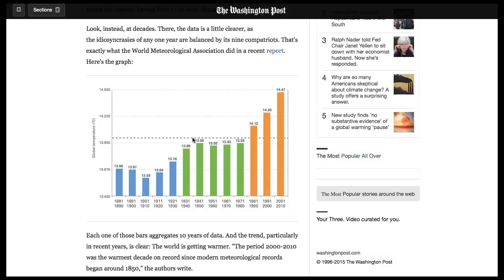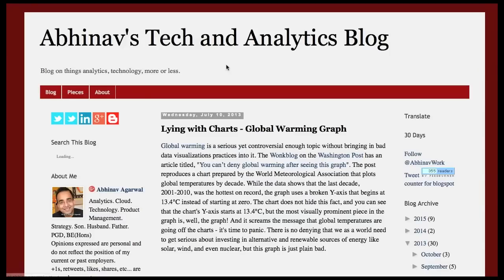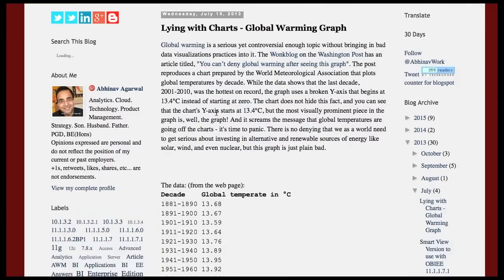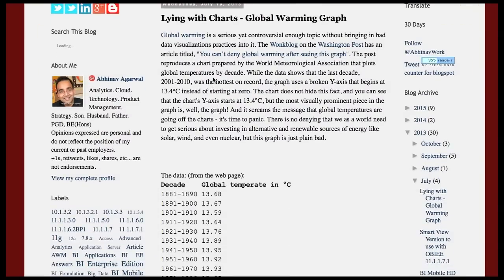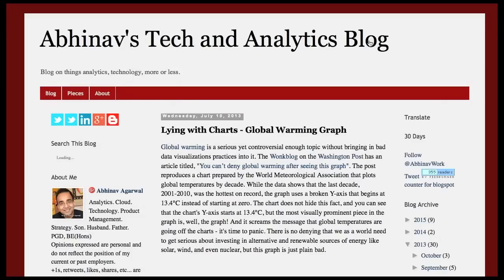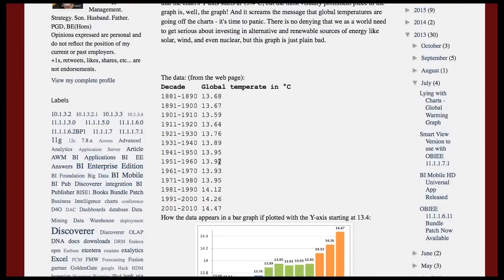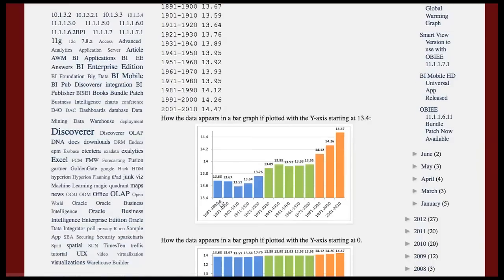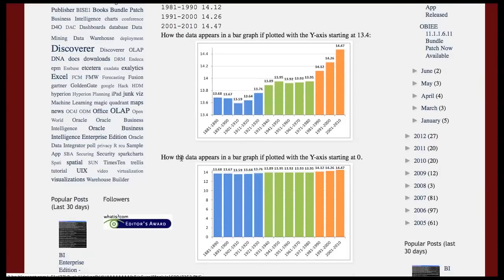So what happens if you plot this on an actual bar graph that shows it in the way that it's supposed to be shown, from the bottom of the y-axis? Well, here's a blog that did exactly that. Took the exact same data from the WMO report and plotted it this way. Here the data appears in a bar graph if plotted with the y-axis starting at 13.4, and here's the chart they showed. Here the data appears in a bar graph if plotted with the y-axis starting at 0, and this is actually what they're talking about.